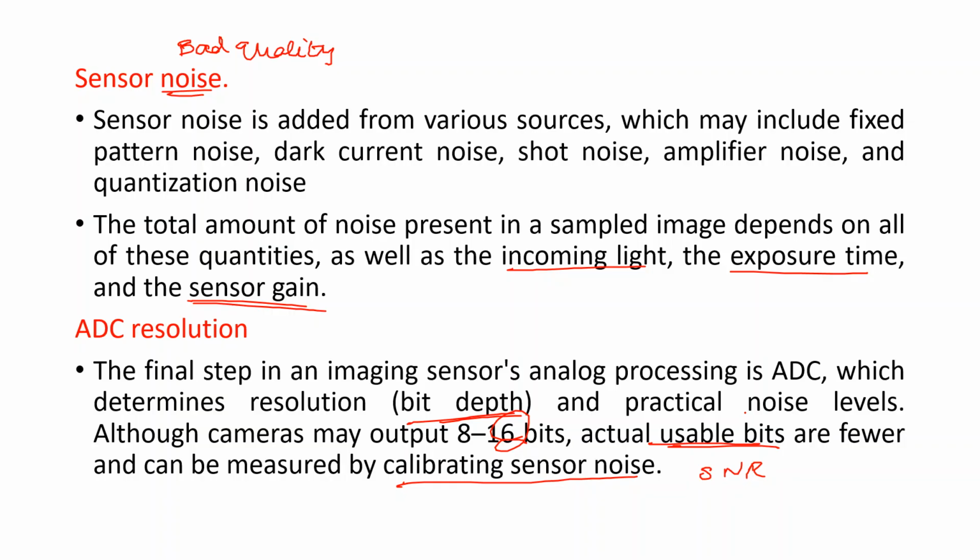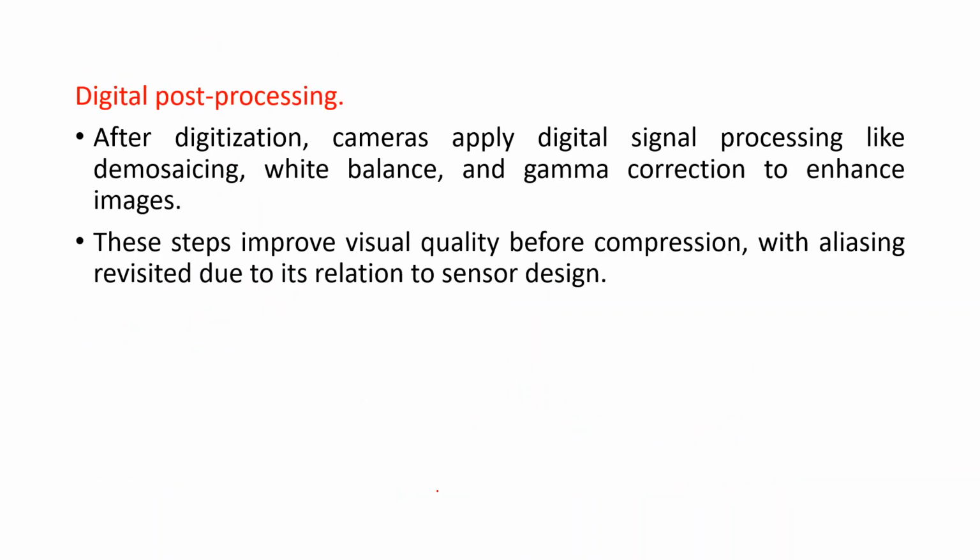So these are some of the main factors which we want to know in a digital camera. And digital post processing is the digital signal processing in the last phase we have represented, right? Denoising, white balance, gamma correction. It happens to enhance the images.